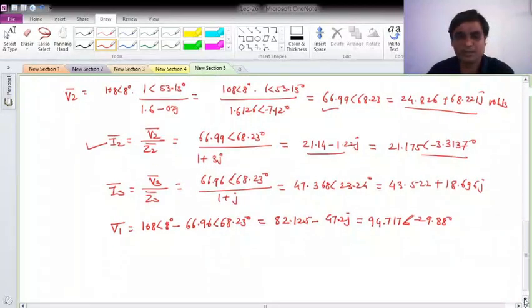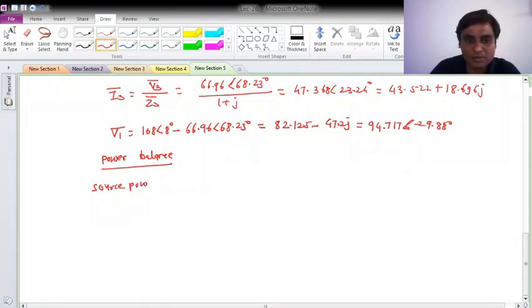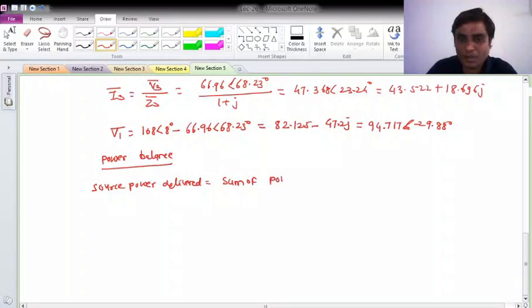Okay, so now I know the voltage and current for each and every element in the network. Now I'll check my power balance. For the power balance, the power delivered by the source should be equal to the sum of the powers absorbed.